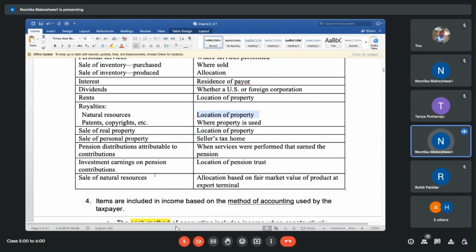Again, there are some more things like pension distributions. Now, pension doesn't come up when you are providing the services or when you are an employee. It will be paid later on, right? When the person is retired. So this is again very important.